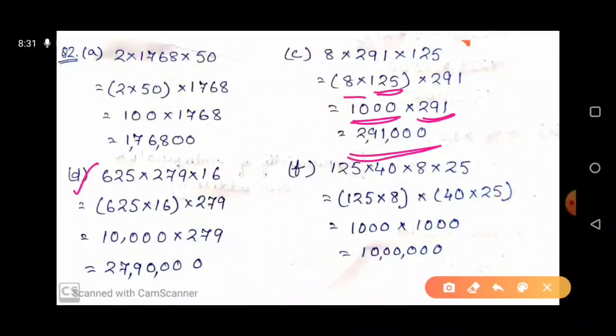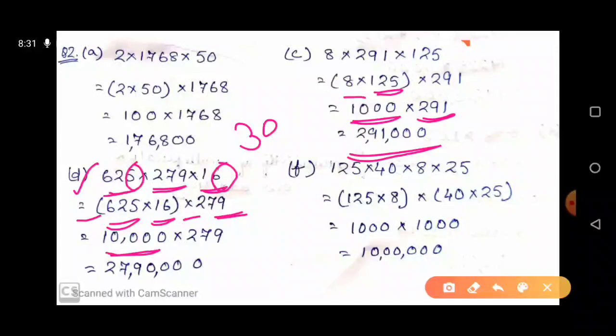In question number D, it is given 625, 279 and 16. Here also you will see that this 5 and this 6, if you multiply, you will get 30. That means you are getting 0. So we will combine 625 and 16. So we will write 625 into 16 inside a bracket into the remaining number. If you multiply these two, the answer will be 10,000. 10,000 into 279. So answer is 27,90,000.